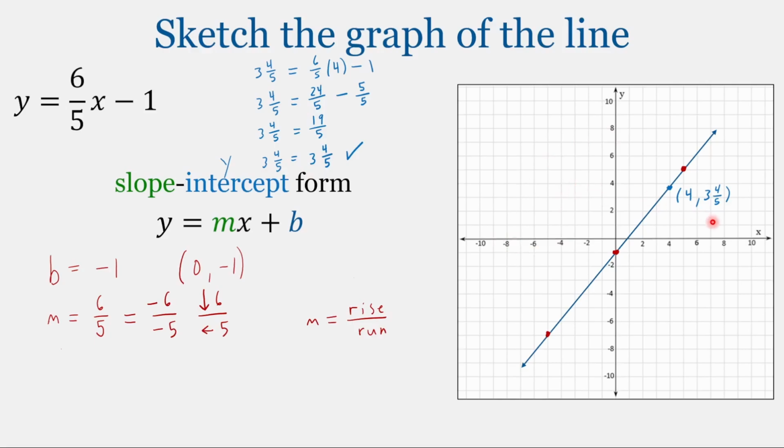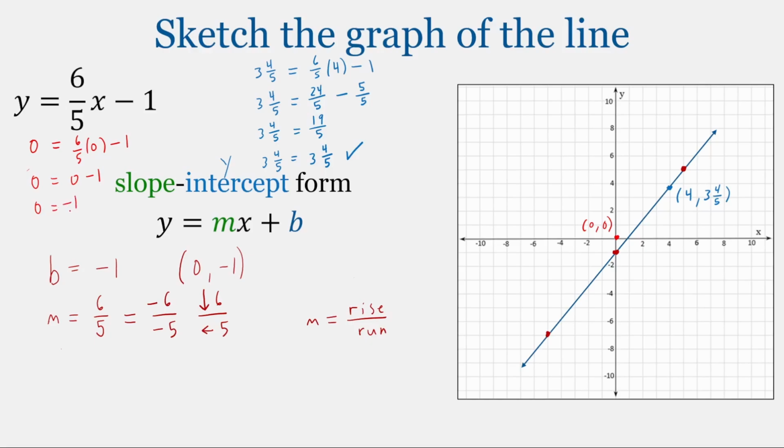Every ordered pair that's not on this line will not result in a true statement when we plug it back into this equation. So the origin, the ordered pair 0, 0, is not on the line. Let's see what happens when we plug this point, or any point that's not on the line, into the equation. So the y value is 0, equal to 6/5 times 0, that's our x value, minus 1.